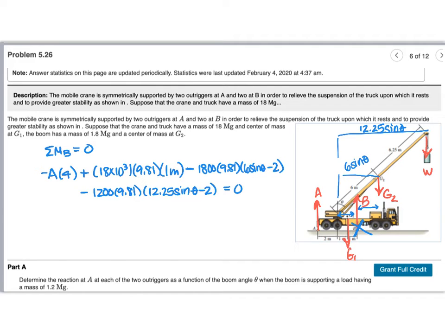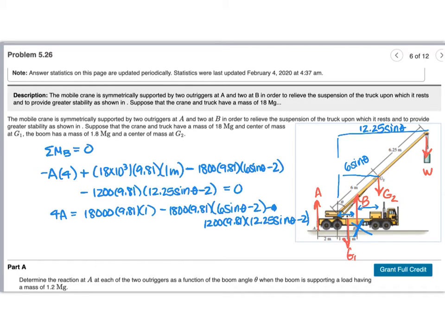So basically I end up with 4A is equal to 18,000 times 9.81 times 1, minus 1,800 times 9.81 times 6 times sine of theta minus 2, minus, it's not going to fit, 1,200 times 9.81 times 12.25 sine of theta minus 2. So this is just a lot of keeping track of all my terms.